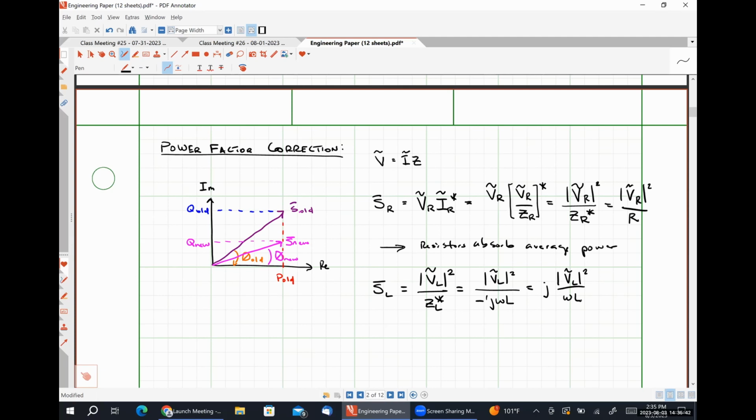So there is a J, there isn't a real part, right? So we only have reactive power here, so that's something. However, the reactive power is positive. So we can say then that inductors absorb reactive power.